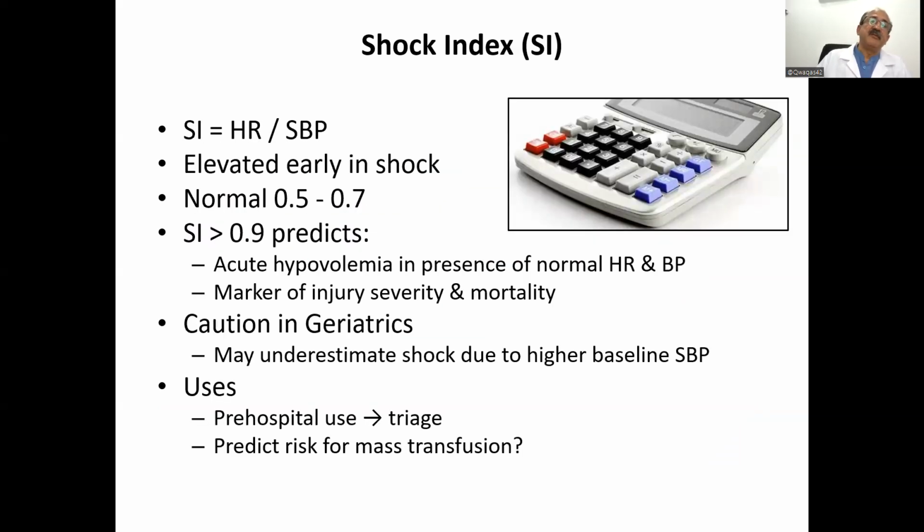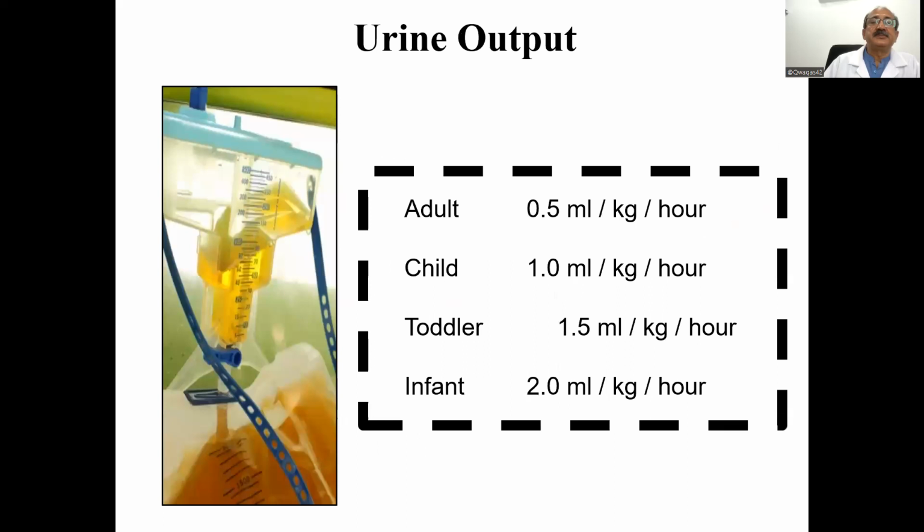Very important thing, we have to calculate the shock index. Shock index is the ratio of heart rate to systolic blood pressure. It is elevated early in shock. The normal value is 0.5 to 0.7. When it goes more than 0.9, it predicts acute hypovolemia, and it is a marker of injury severity and mortality. So it is also used in the pre-hospital setting in trauma and triage, to decide which patient should be preferred to shift or resuscitate.